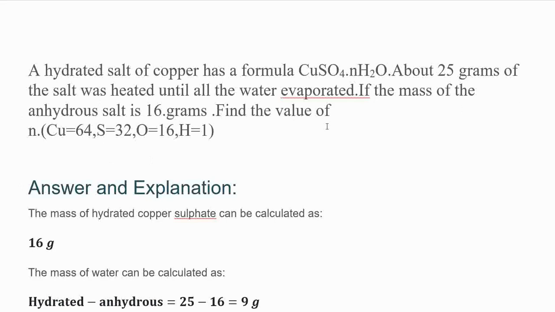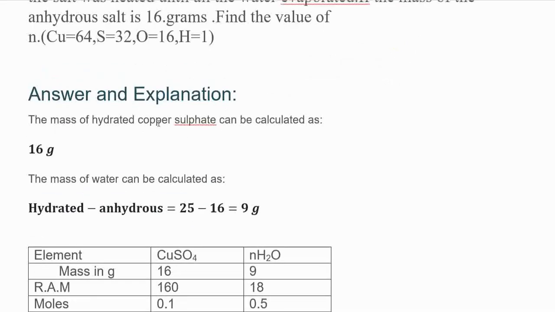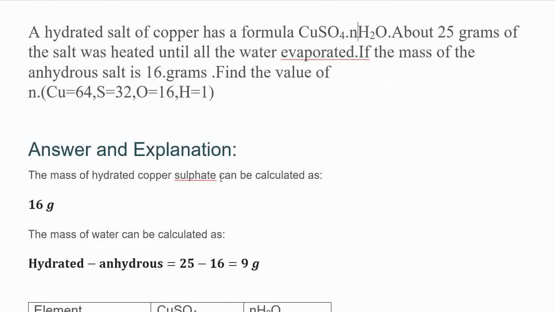Remember, hydrated and anhydrous. Hydrated contains water of crystallization. Anhydrous does not contain water of crystallization. So if you heat copper(II) sulfate, which is hydrated, this water will evaporate, and once it evaporates, we will remain with anhydrous copper(II) sulfate. So the mass of anhydrous copper sulfate that we have been given is 16. We have been given that in the question.